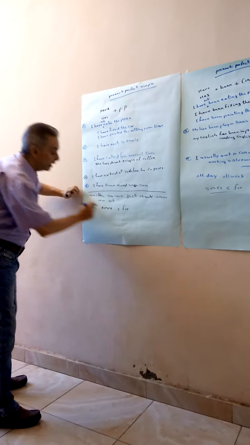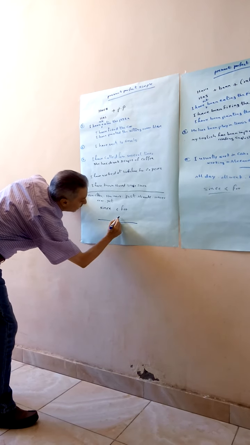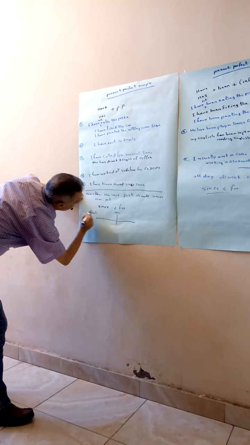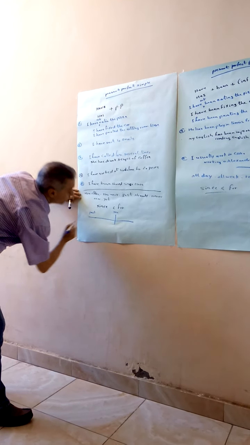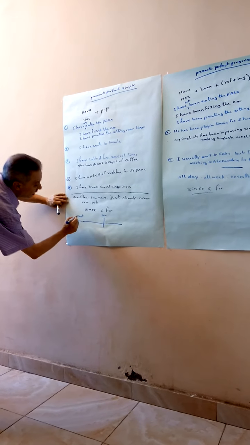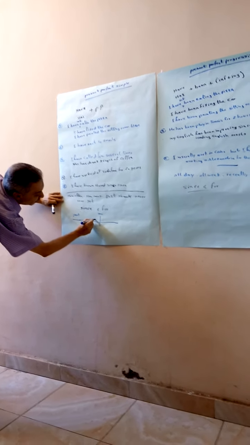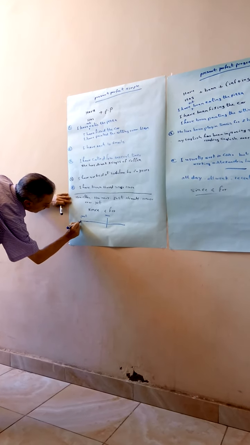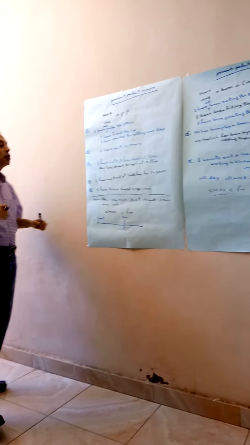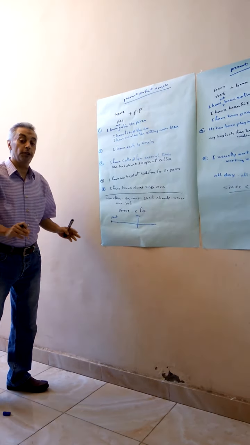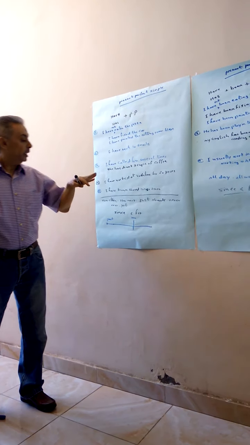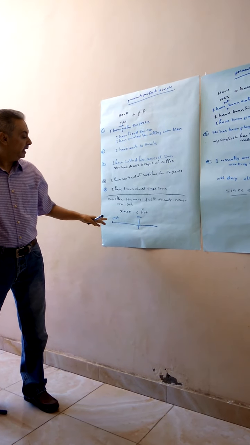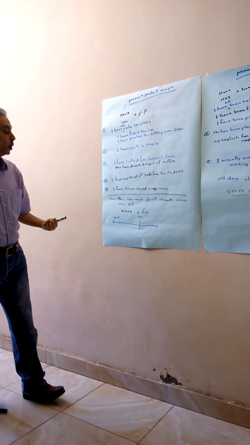If we look at the timeline here, this is now, this is past. For is used to express all that period of time. Since is used to tell about this moment, the moment when the action or the activity started. So, for is followed by an amount of time or period of time. Since is followed by a specific point in time.